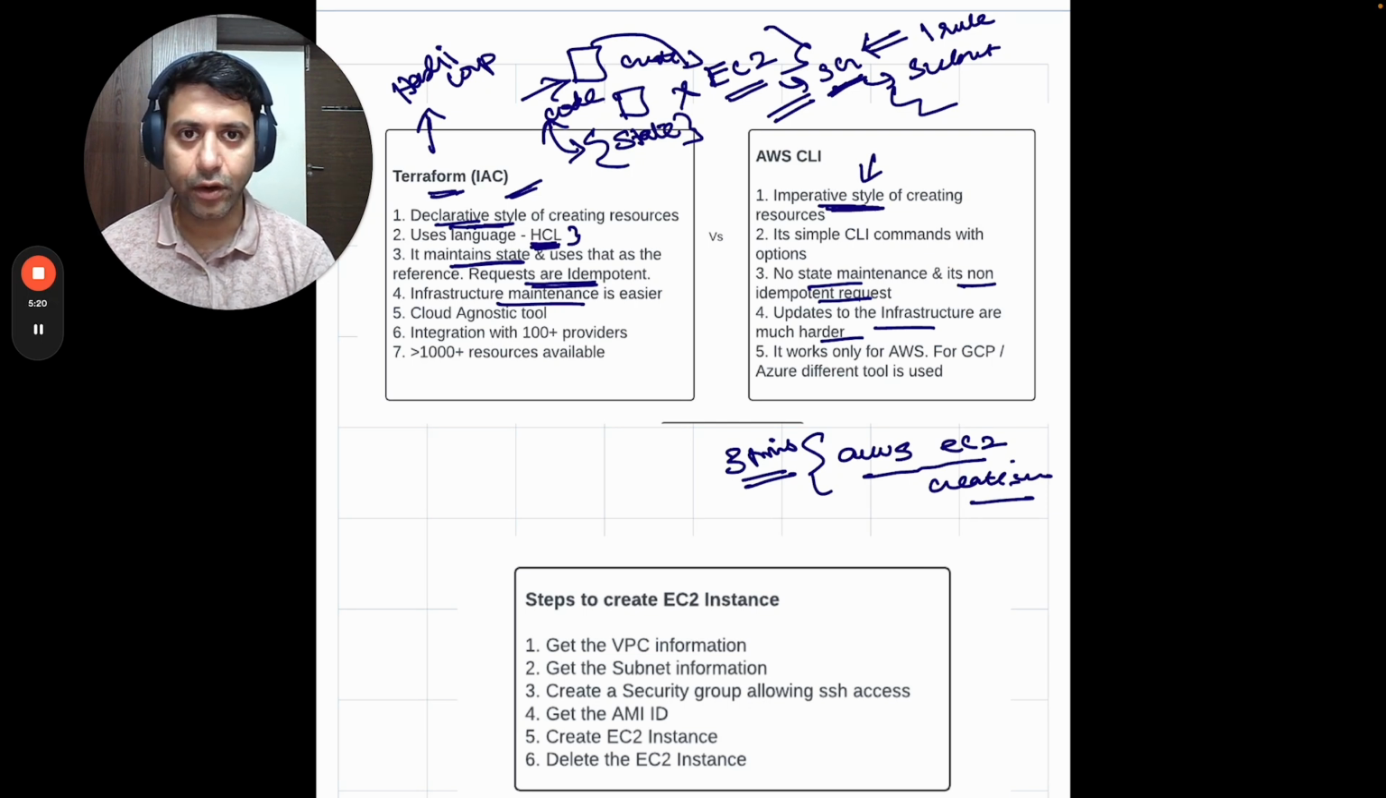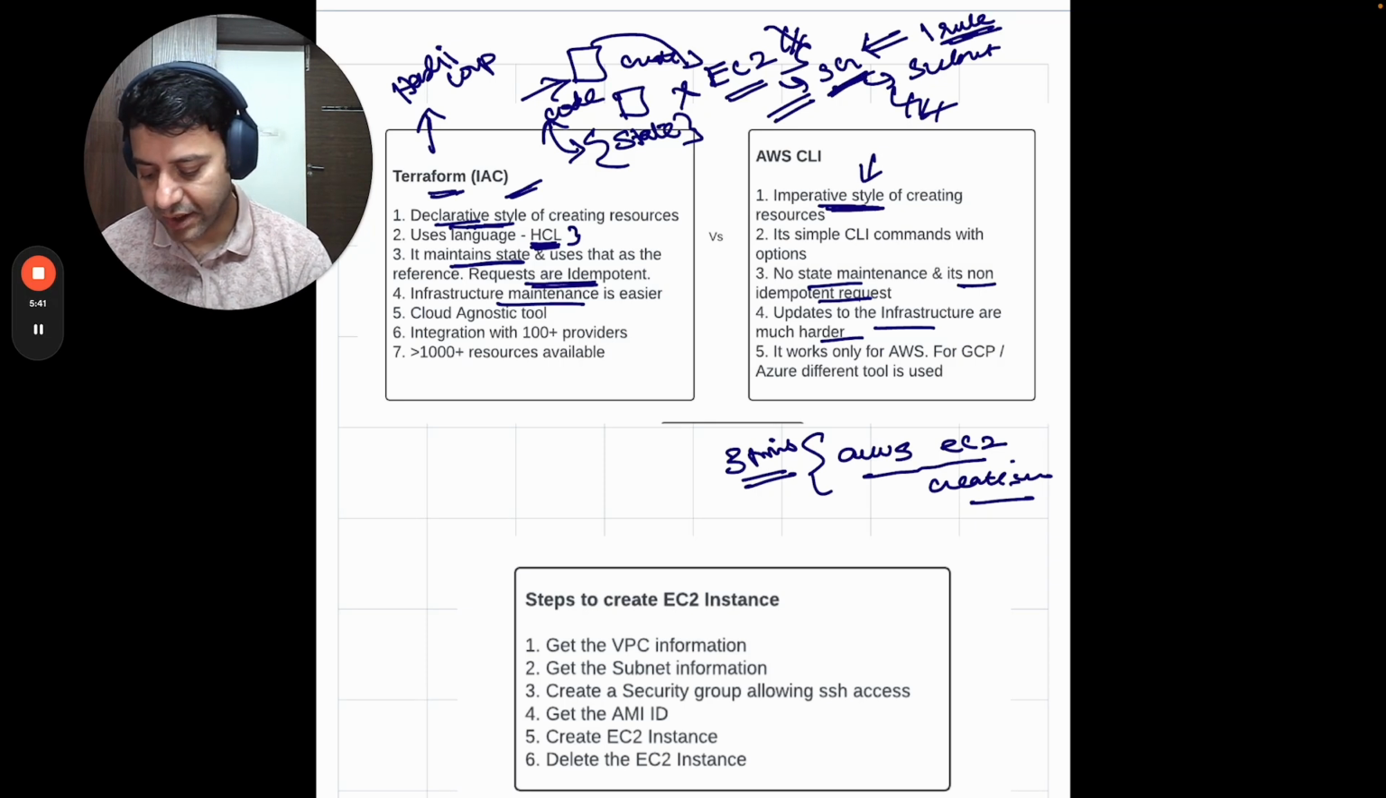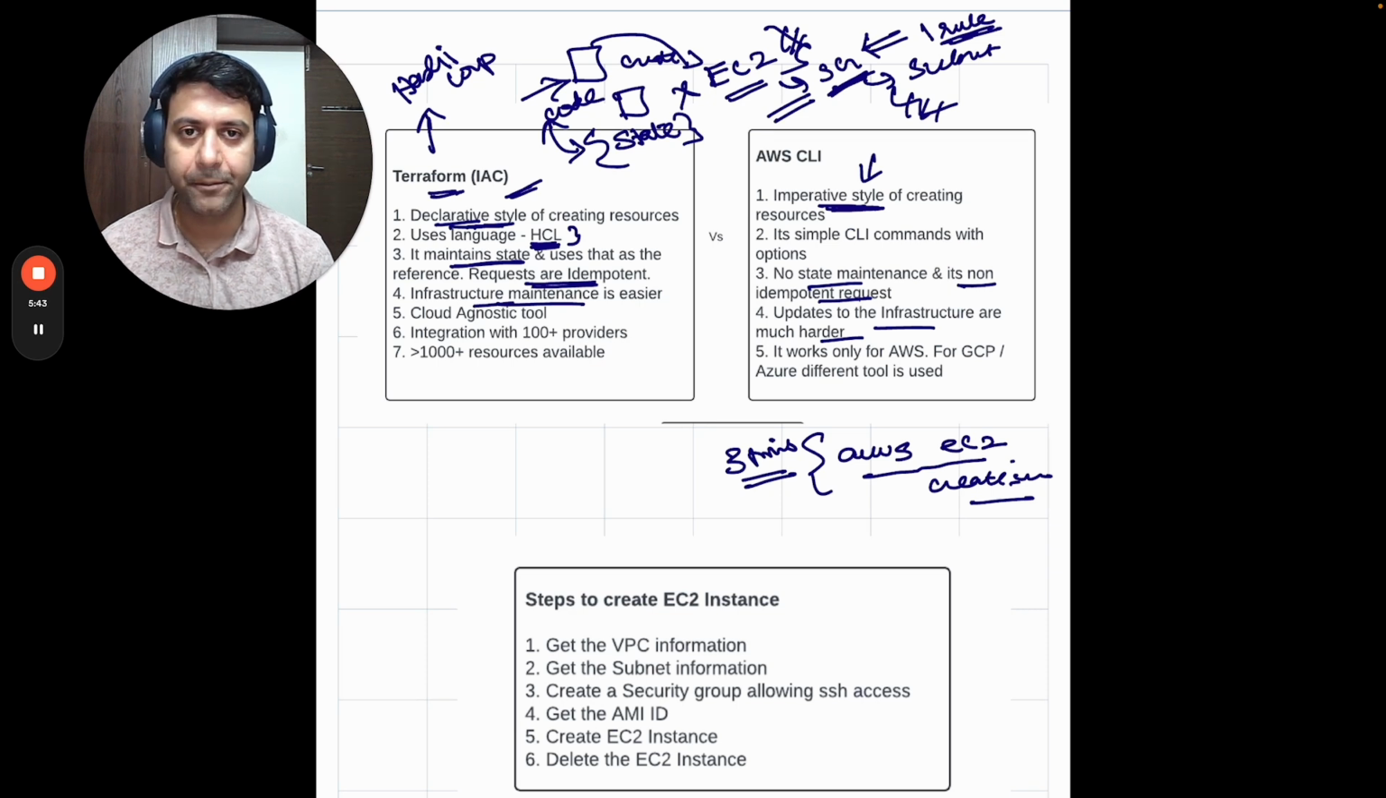In the case of Terraform, you don't have to comment out any of these things. You just add one more rule to your security group, and Terraform will compare your code against the Terraform state, and it will know that only this rule got changed. So it will create only that rule. This is the power of Terraform, and this is where infrastructure maintenance becomes much easier.